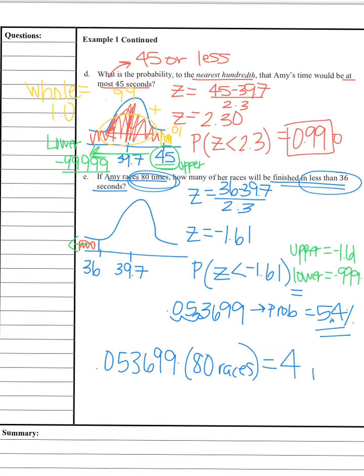So 4 races. If we interpret this and write it as a sentence, out of 80, she will finish in less than 36 seconds about 4 times. Okay? So, with that being said, why don't you go ahead and try some practice.